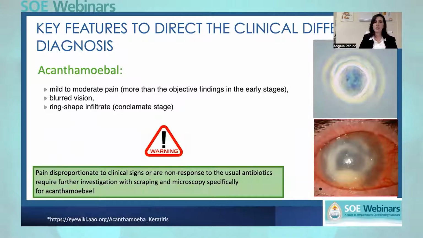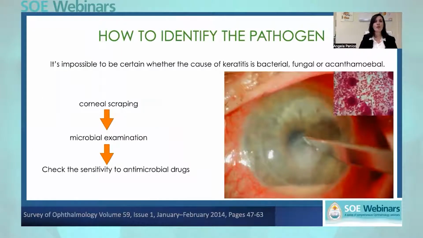In case of acanthamoebal keratitis, the pain is mild to moderate and disproportionate to clinical signs. The vision is blurred, the infiltrates are non-responsive to usual antibiotic drops, and the typical ring shape is only in the conclamated stage. It's impossible to be certain whether the cause of keratitis is bacterial, fungal, or acanthamoebal. The corneal scraping is necessary to do the microbial examination, to have the exact microbial diagnosis, and to check the sensitivity to antimicrobial drugs.